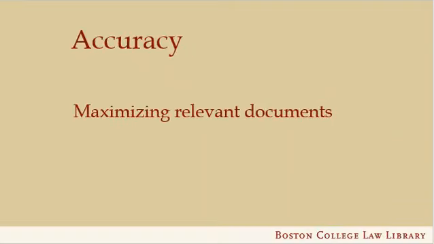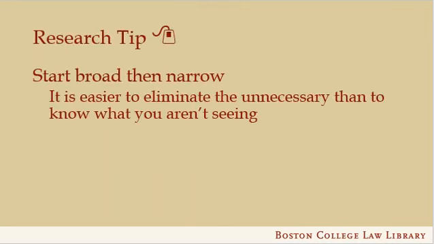Accuracy in a Boolean search is writing a search that includes as many of the things you are looking for as possible. A totally accurate search that contains every document you might need to use would probably contain so many irrelevant documents that it isn't worth your time to look at all of them. So don't worry about achieving total accuracy, especially on your first try. But here's a research tip. Do start with a broad search and narrow your results. It's easier to eliminate the unnecessary than to know what it is that you aren't seeing at all.